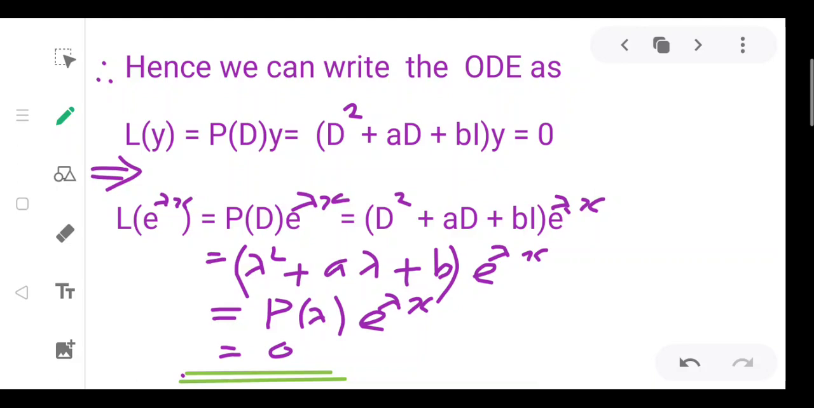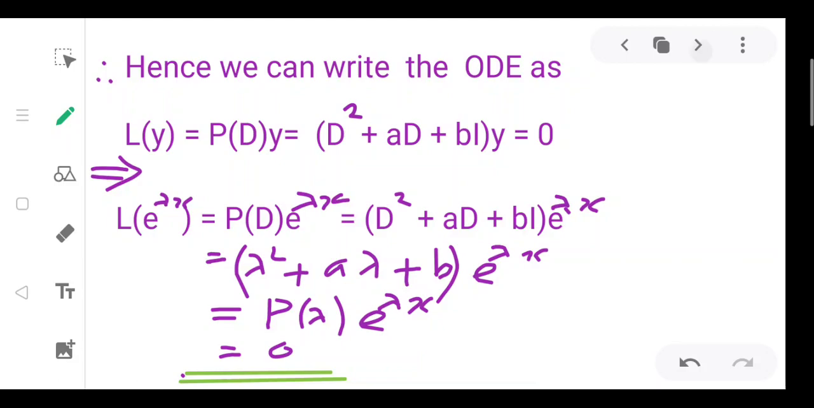Now lambda square plus a lambda plus b is a polynomial. It's a quadratic polynomial in lambda. We shall denote it as p of lambda, where p stands for polynomial. So we get p of lambda e raised to lambda x. Now p of lambda equal to 0 is a polynomial equation in lambda. It is our characteristic equation: lambda square plus a lambda plus b, that is p of lambda equal to 0.